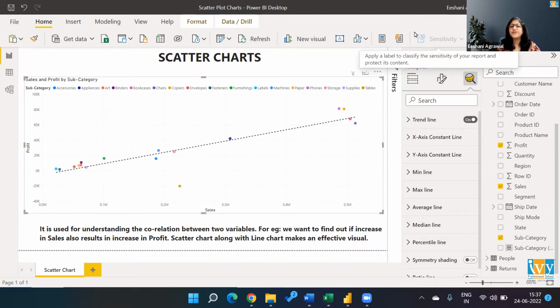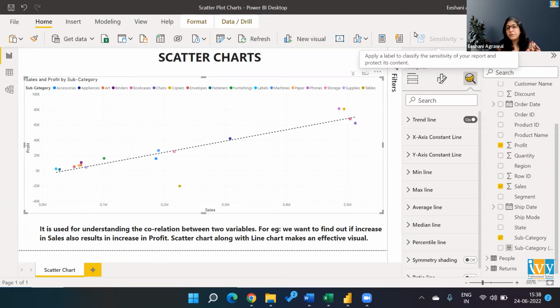So typically scatter charts are used when you want to find a relationship between two variables. A very simple example from the data set that we have over here: I've got a field called sales. I have a field called profit. Now, I want to find out, does increasing the sales also mean there is an increase in profit?